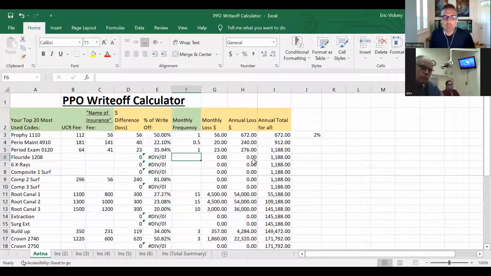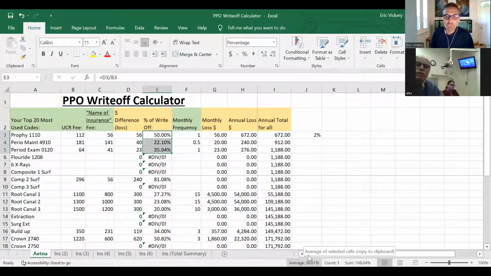The reason this is important, too, one, you want to know what the average percentage write-off is for you to be in network with this plan. Now, team, what I want you to understand is our profit margin in most dental offices is 25%, maybe more, but typically 25%. And so if we're writing off 26% or more, guess how much profit we have? Zero, negative.